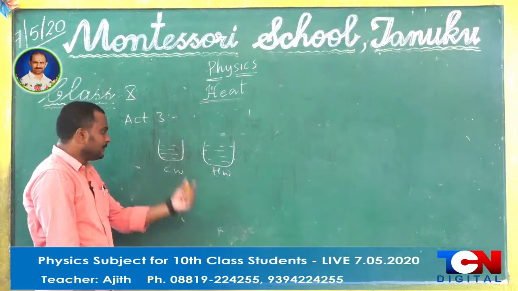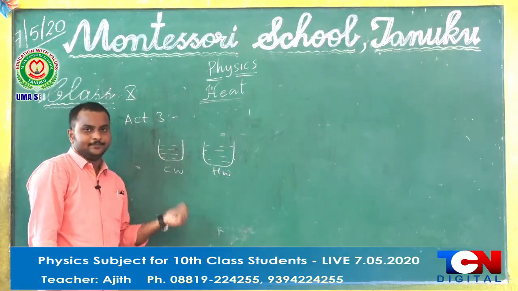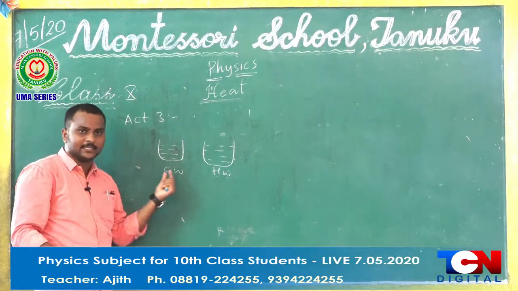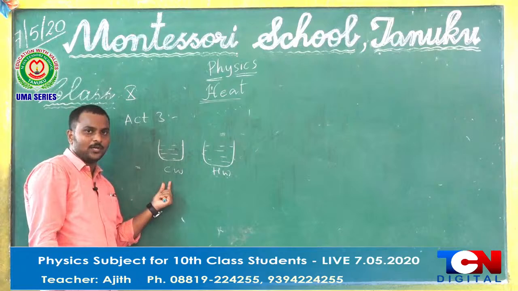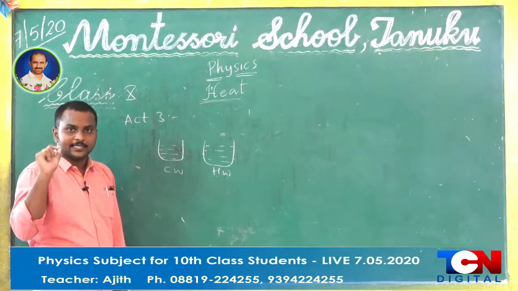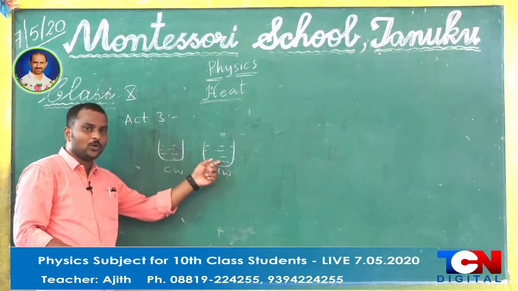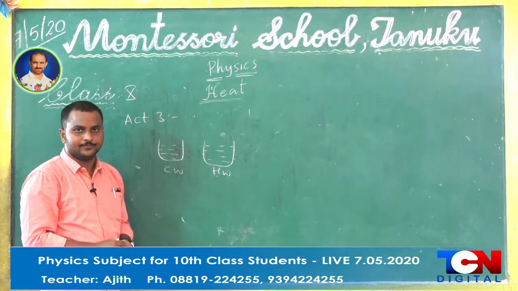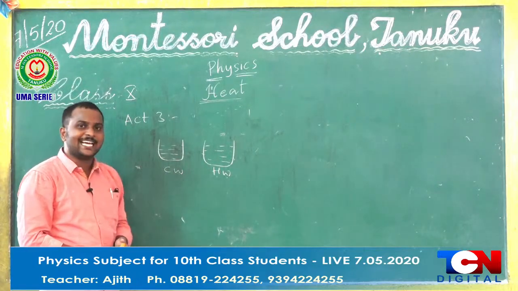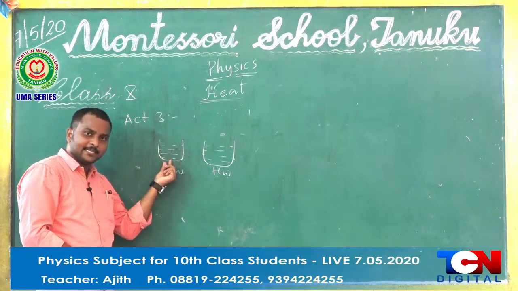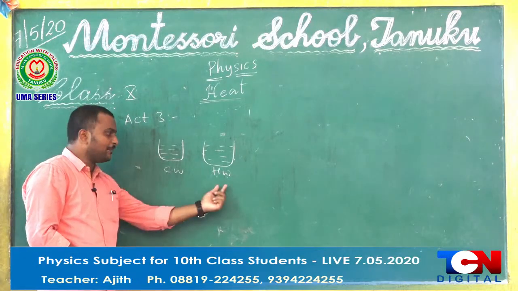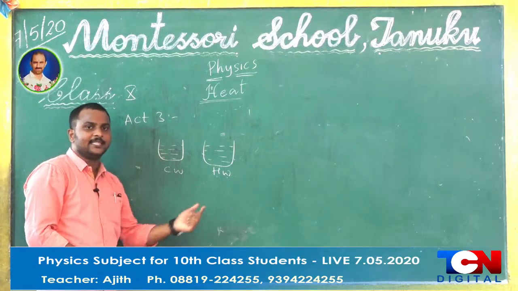Now pour some food color in both the beakers. Observe the movement of the fluid particles in the beaker with cold water and the beaker with hot water. You can observe that the particles in the hot water move faster because it has high temperature, and the particles in the cold water move slower because it has a low temperature in comparison.